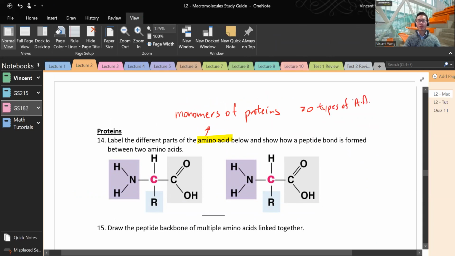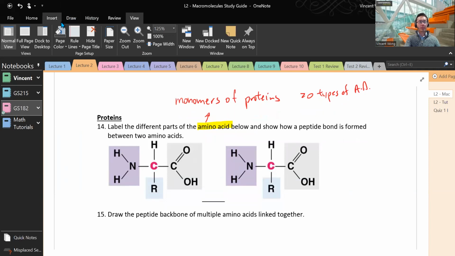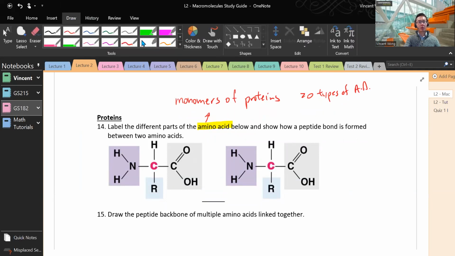Even though there are 20 different types, they all kind of look very similar. And you should know what the parts are. I think there might be a question on that.